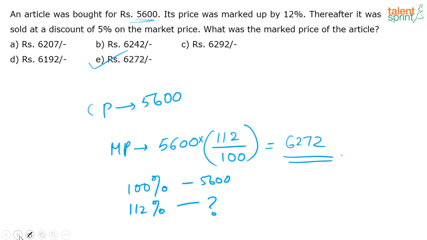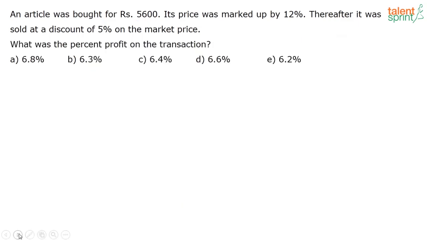So now let's move on to the next question. Again, from the same paragraph, what was the profit percentage on the transaction? See, when these questions are coming, there is an article, its price is increasing by some percentage, then decreasing. Whenever such questions come, see if you can use the effective percentage formula. If that can be used, that is the smart way of solving the question, and we will be able to arrive at the answer faster.